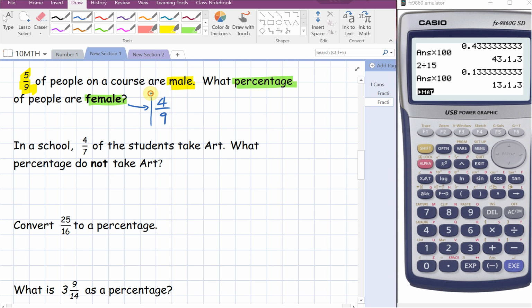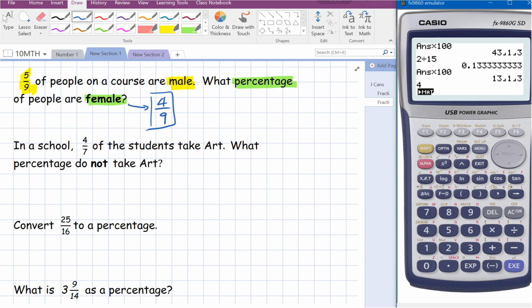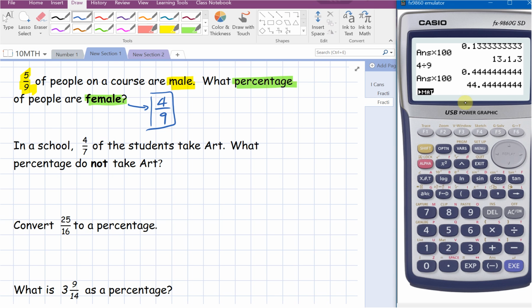So we want to find the percentage that 4/9 is. So on our calculator, 4 divided by 9, execute, and multiply that by 100. We get 44.4444, etc. %. And then I'm going to change this to make it a bit more accurate by selecting Shift and the FD button. So I get 44 4/9. So that will be the percentage. So 44 4/9%.